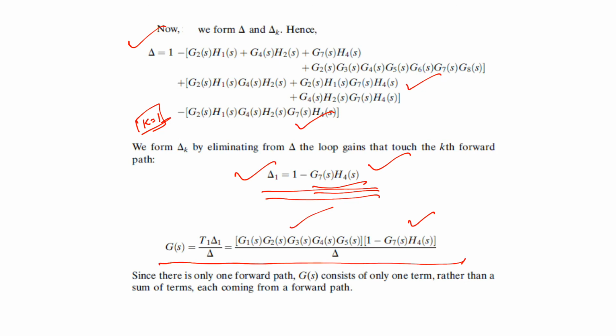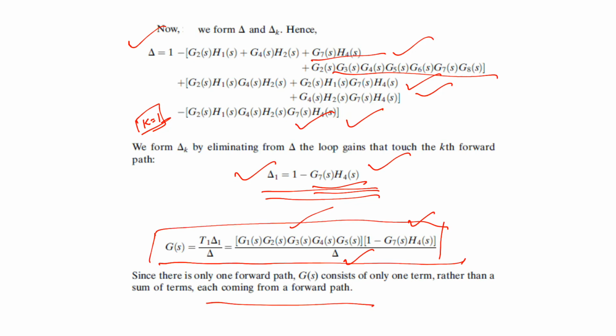And then delta can be obtained by 1 minus the summation of gains of all the loops, plus the summation of gains having 2 non-touching loops, and minus the summation of gains having 3 non-touching loops, and in this way we find the transfer function. So there is only one forward path, so it consists of only one term rather than a sum of terms. So as a result we get the transfer function from Mason's gain formula.